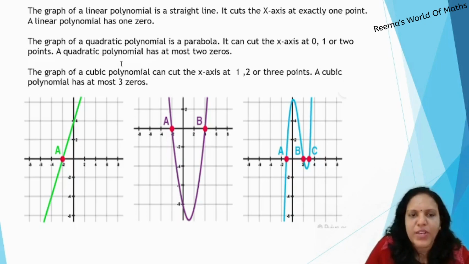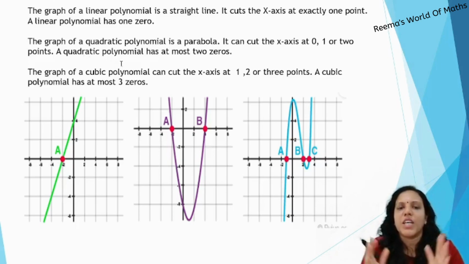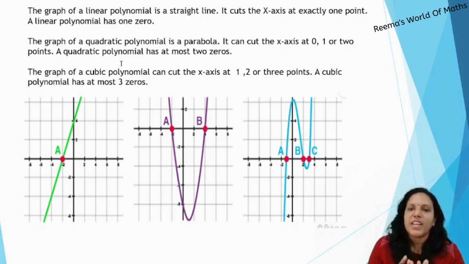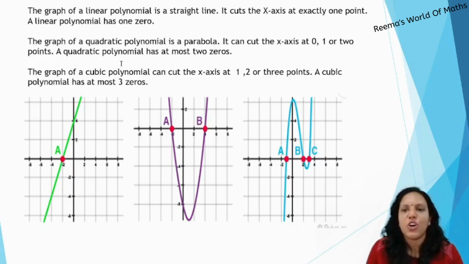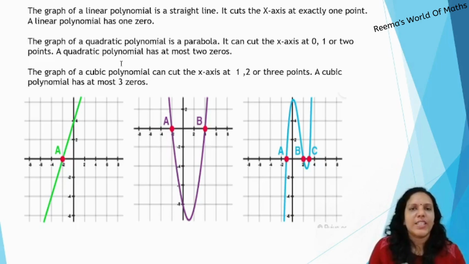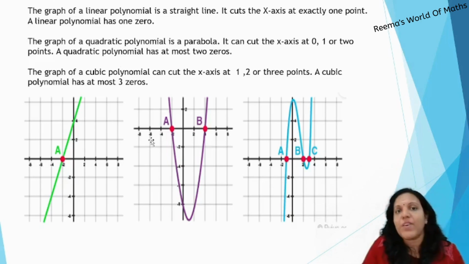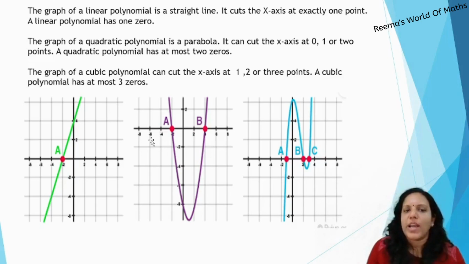And the graph of a quadratic polynomial is a parabola. It looks like a curve. It is called a parabola, and it can cut the x-axis at 0, 1 or 2 points. So it can have at most 2 points. So a quadratic polynomial can have at most two zeros. Similarly, it can cut the x-axis at at most 2 points, or it can cut at 1 point, or it can have zero cuts. So it depends upon the zeros of that polynomial, and a quadratic polynomial has at most two zeros.